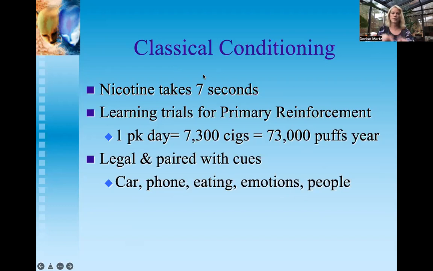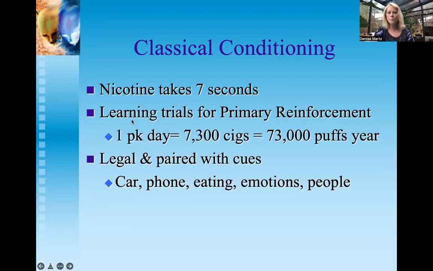And for those of you who are never smokers, I want you to have some empathy for how powerfully addictive this can be for somebody who is addicted to nicotine. It only takes 7 seconds after a puff for nicotine to get to the brain and operate on those neurotransmitter substances. And it's mainly dopamine, which is the reward neurotransmitter. And so it takes only 7 seconds for this to create primary reinforcement in the brain.